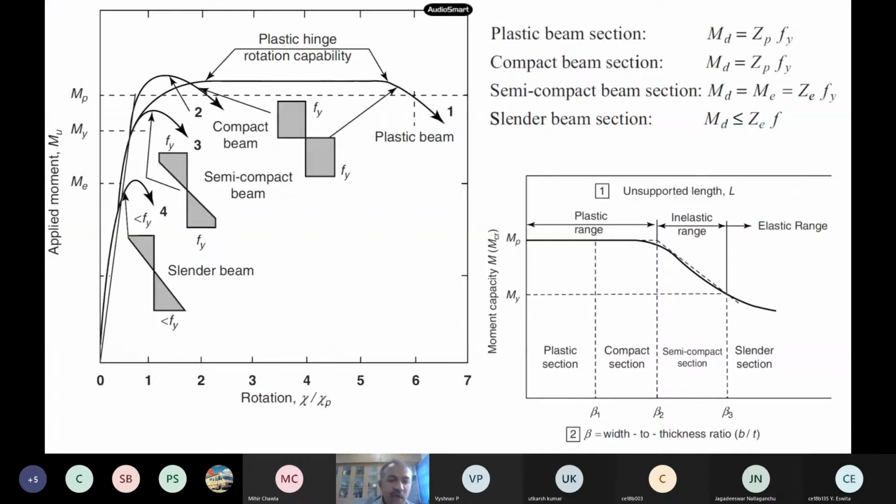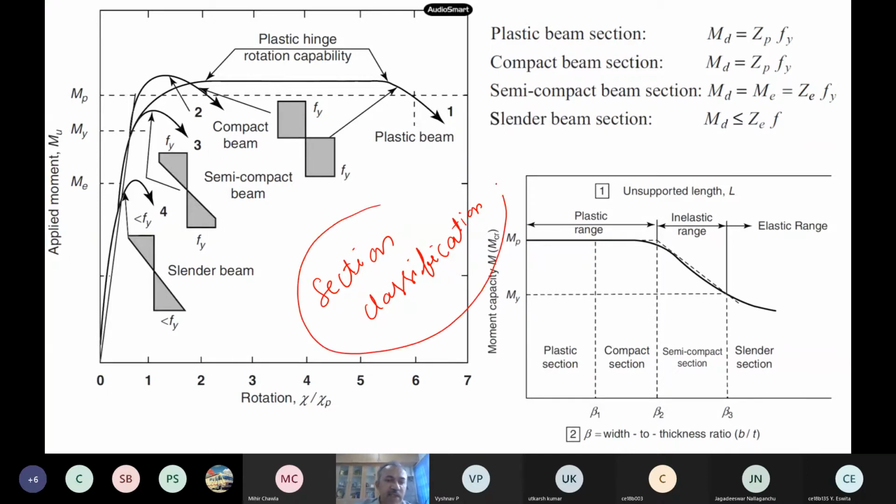After that, the section classification also matters a lot for beams, okay. So the section classification we have already done for the compression members. Now for bending also it becomes very crucial and very important, because the bending capacity is decided by this section classification. All of you know the section classification, right? Class A, class B, class C, class D we have defined.